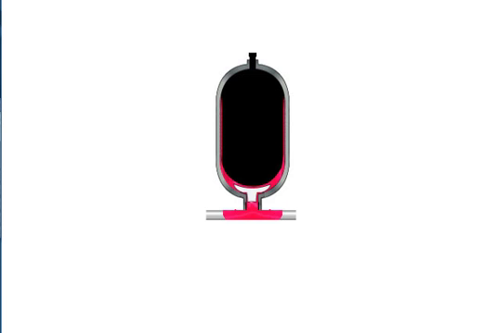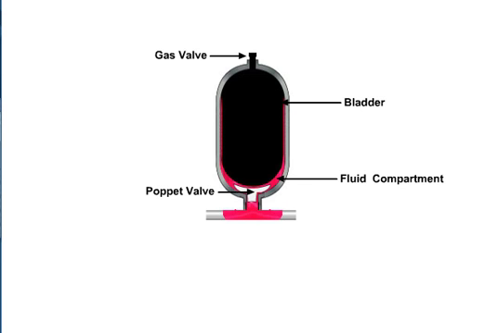A hydropneumatic accumulator has a fluid compartment and a gas compartment with a gas-tight element such as a bladder separating the two. The bladder is charged through a gas valve at the top of the accumulator, while a poppet valve at the bottom prevents the bladder from extruding into the pressure line. The poppet valve is sized so that the maximum volumetric flow cannot be exceeded.